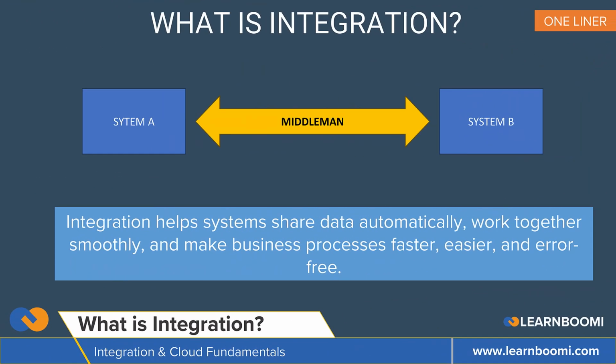So integration really helps systems share data automatically. So here is the definition I want you to remember from this lecture. Integration helps systems share data automatically, work together smoothly, and make business processes faster, easier, and error-free. So integration allows different systems to work as one.